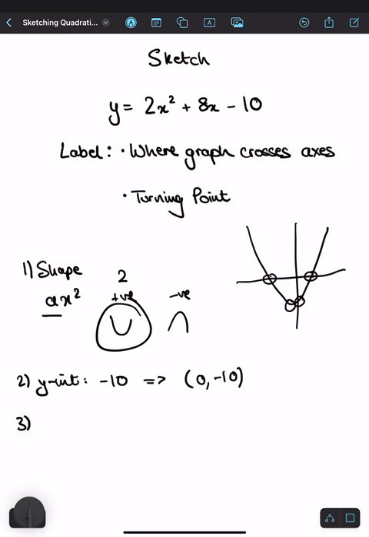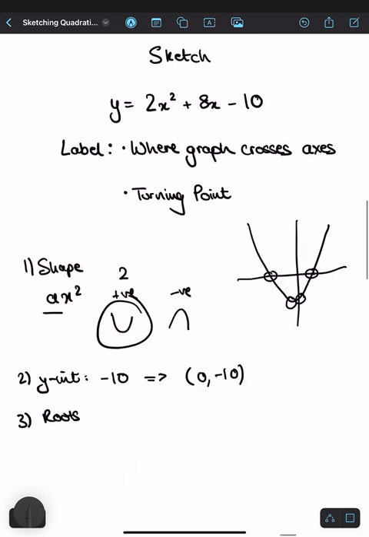To find the roots of the equation, in other words, where the graph crosses the axis, y is equal to 0. So solving the equation for when y equals 0, you'd write 2x squared plus 8x minus 10 equals 0. Since all of these are multiples of 2, we can divide through by 2. x squared plus 4x minus 5 equals 0. And we can factorize this.